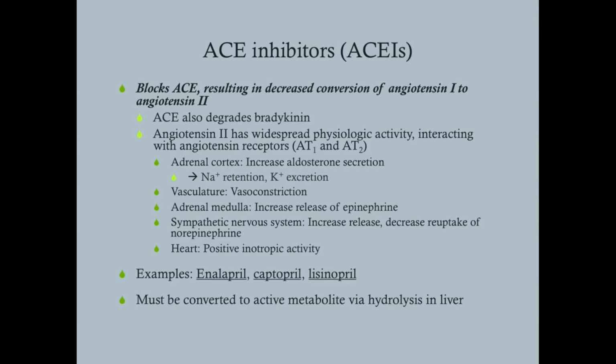Okay, so the ACE inhibitors. ACE inhibitors block ACE, and this results in a decreased conversion of angiotensin 1 to angiotensin 2. Remember that ACE also degrades bradykinin, so if we block ACE, we're going to have more bradykinin in our system. Angiotensin 2 has widespread physiologic activity interacting with various angiotensin receptors, AT1 and AT2. We're primarily concerned about the AT1 receptor, but there are two different types of angiotensin receptor blockers.